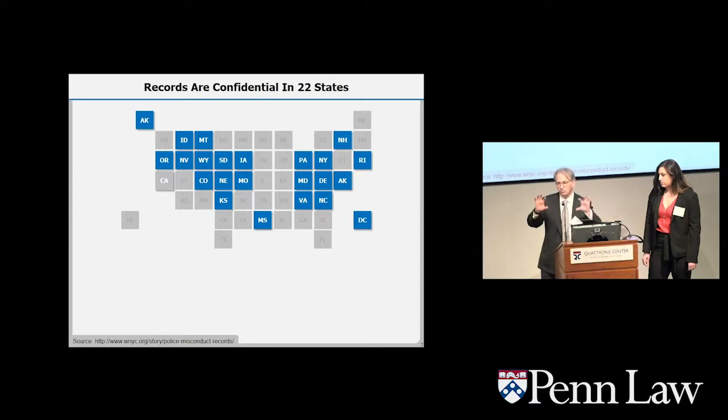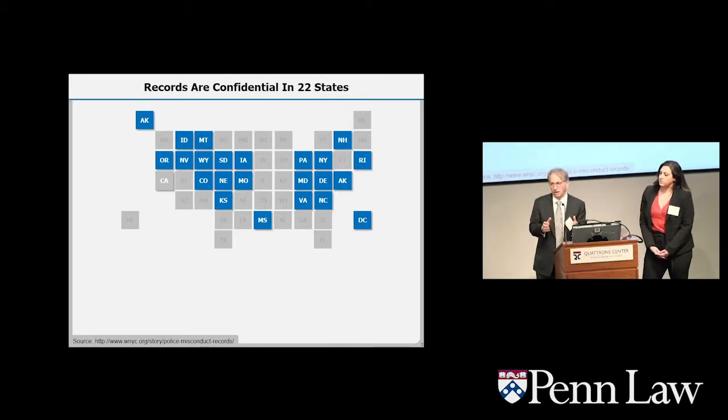Here's where we start. So the first thing is you need a backdrop as to the law. In 22 states in this country, police personnel files are regarded as quote-unquote confidential.